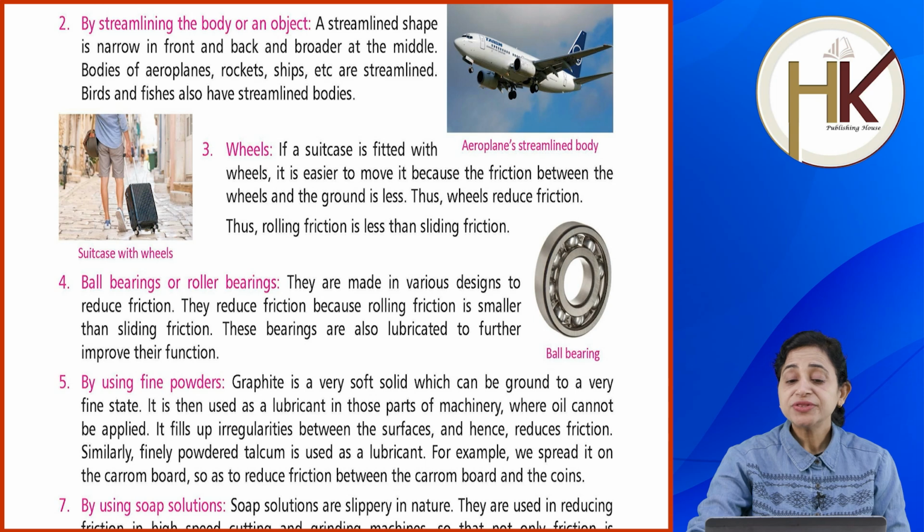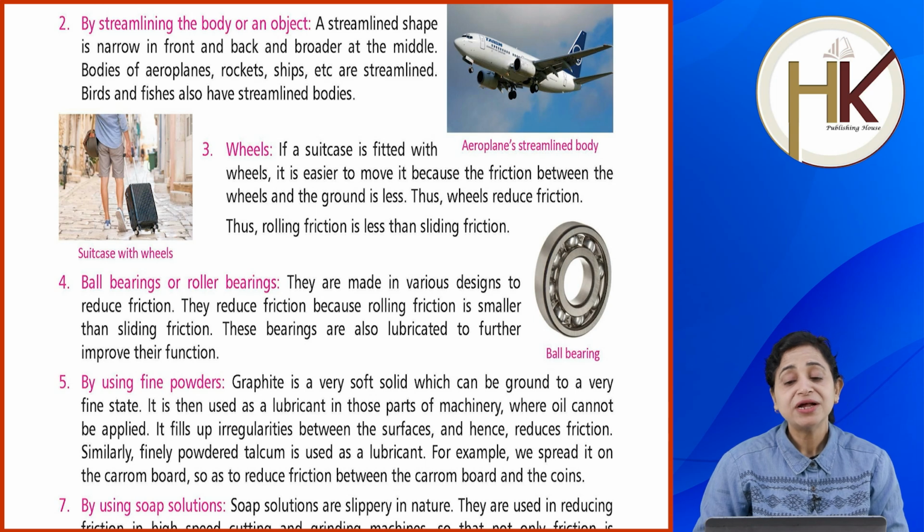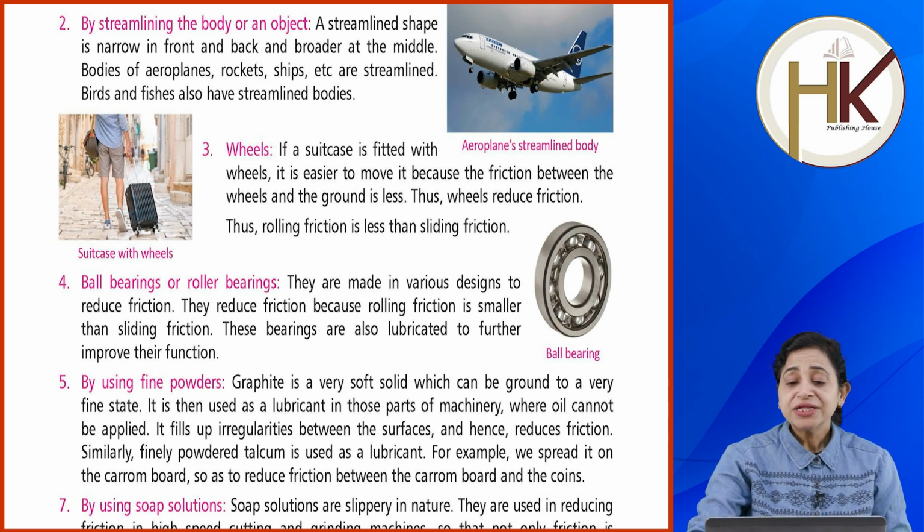Number 3, if a suitcase is fitted with wheels, it is easier to move it because the friction between the wheels and the ground is less. Thus, wheels reduce friction. Thus, rolling friction is less than sliding friction. Ball bearings or roller bearings are made in various designs to reduce friction.